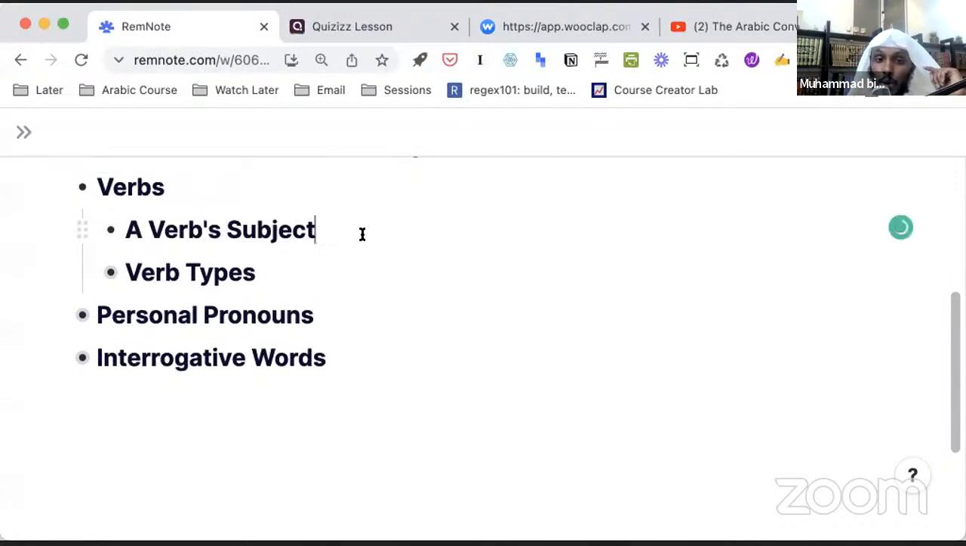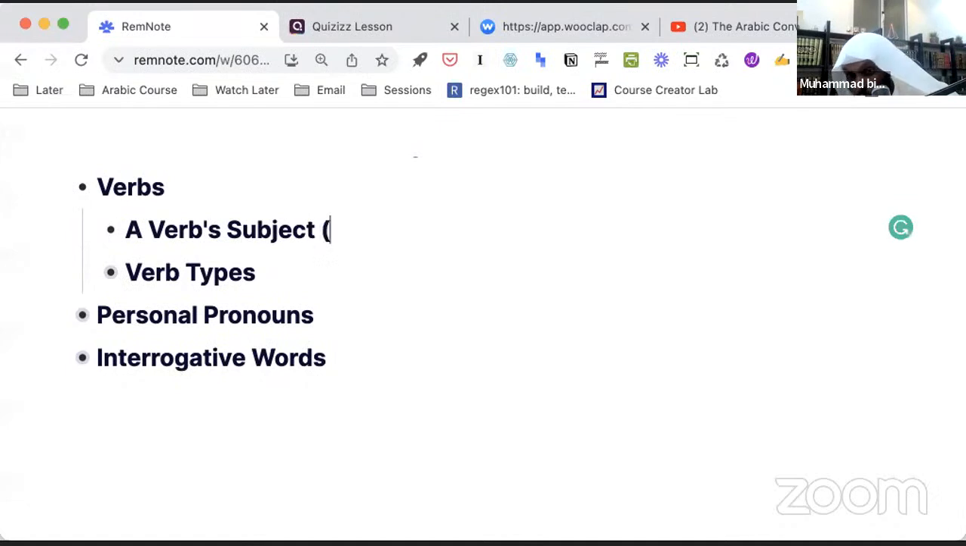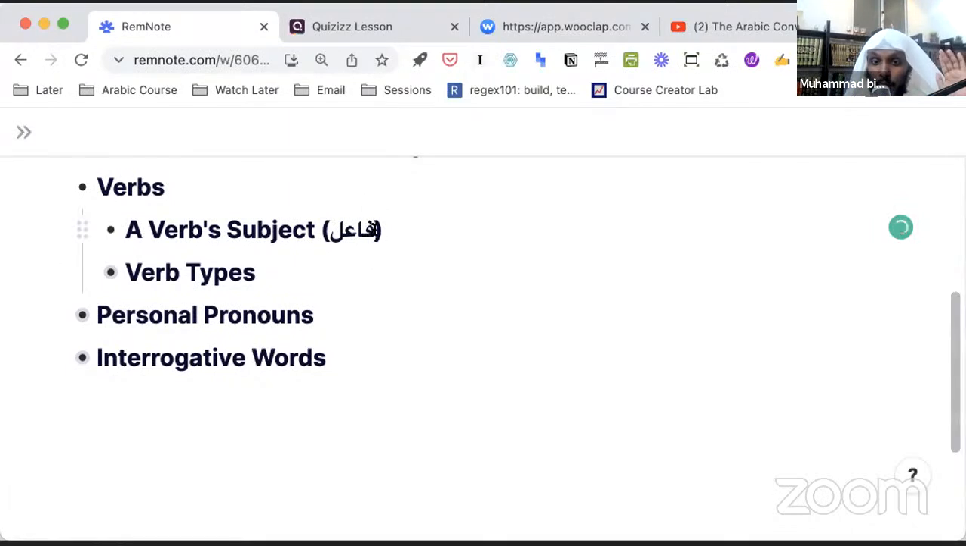One final thing that I wanted to mention is the verb subject. And I've mentioned this already, actually, seconds ago, which is every verb has a subject, has a doer. Someone did that verb. We call this in Arabic, fa'il. What do we call it? We call it fa'il, the doer, the person who did the action. Okay? So remember that. Every verb has this.